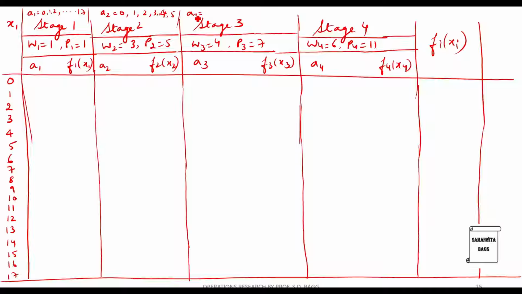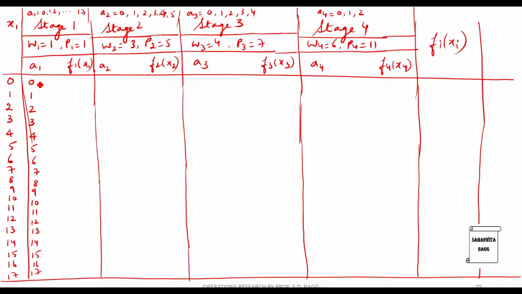Stage 3, A3 starts from 0, ends at 4, and at stage 4, A4 value is 0, 1 and 2 because these values are what you require. Now when you see that the value of A1 is from 0 to 17, you can just write down the value here right in front of this x1.